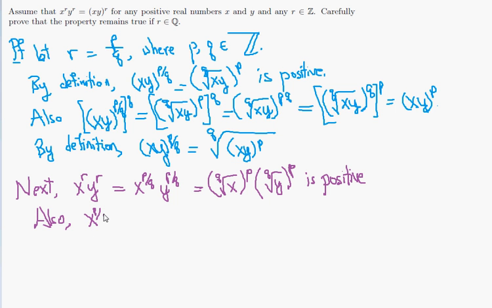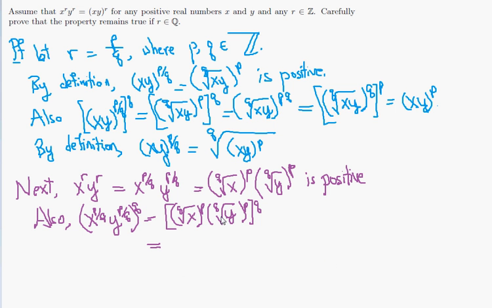Let's take x to the p over q times y to the p over q, to the qth power. That's equal to, by definition, the qth root of x to the p times the qth root of y also to the p, and then I need the qth power of that. So like before, I need to carefully rearrange things so that the qth root and the qth power go next to each other.